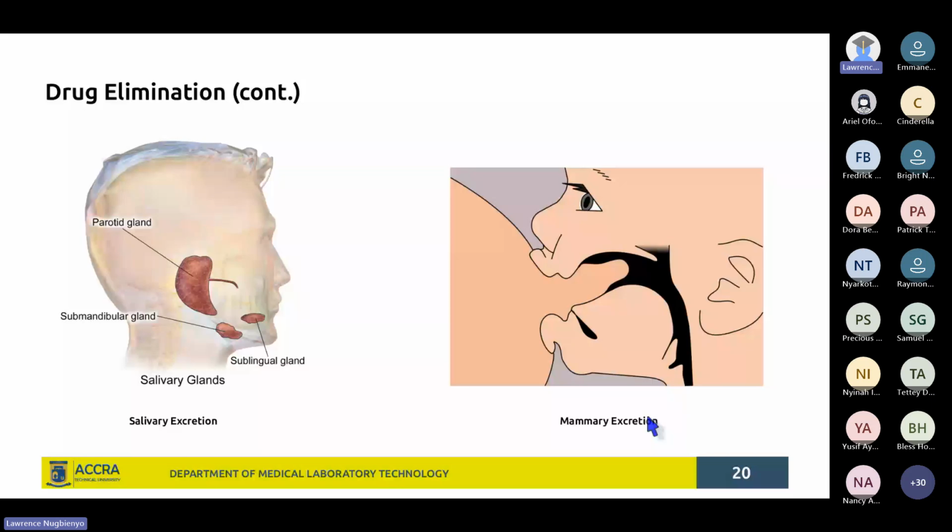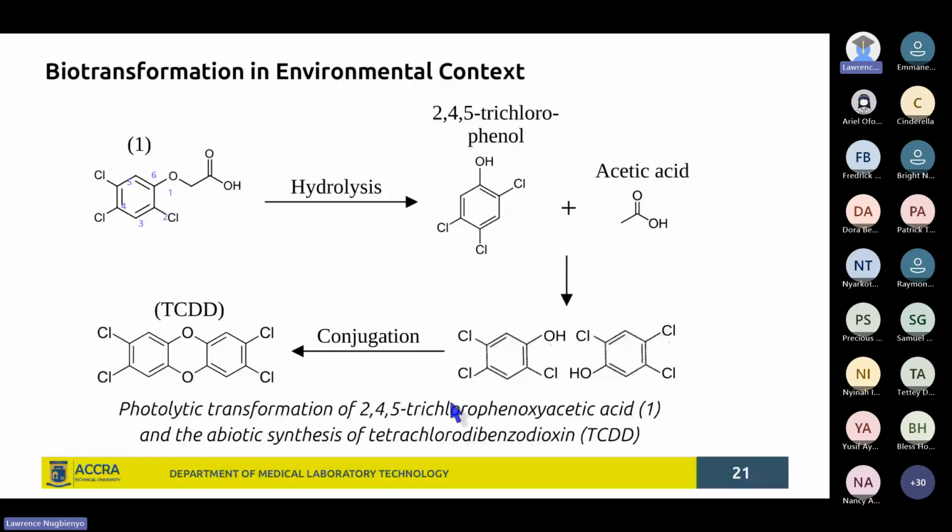Now, we can take a look at some other aspect of biotransformation in terms of the environment. So this time it's not transformation in the human body, but outside, which is also something pertaining to health. So you have some herbicide. This is 2,4,5-trichlorophenoxyacetic acid. What is label number 1? The name is below here. I've written it there. 2,4,5-trichlorophenoxyacetic acid.